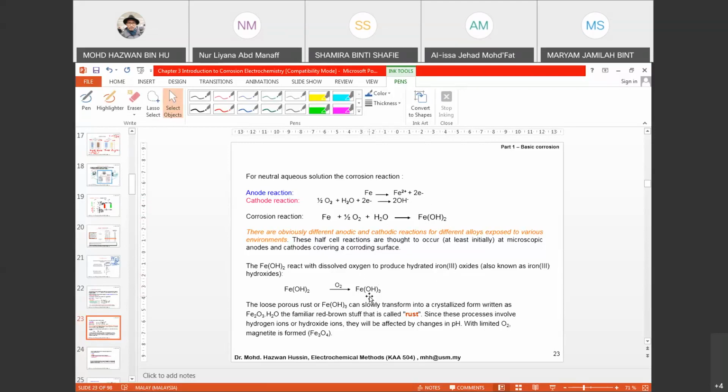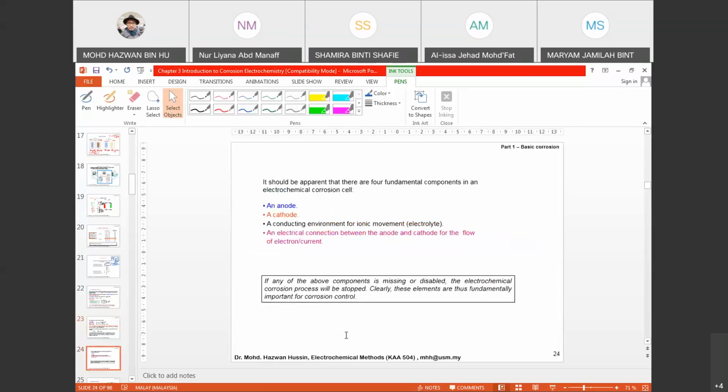Fe(OH)3, if you have OH, these are hydroxides. Depending on the concentration of oxygen, the pH, and the amount of water, it can form other types of rust. It can form either ferric oxides or hydrated ferric oxides. It can form magnetite, which has the formula Fe3O4, and others.